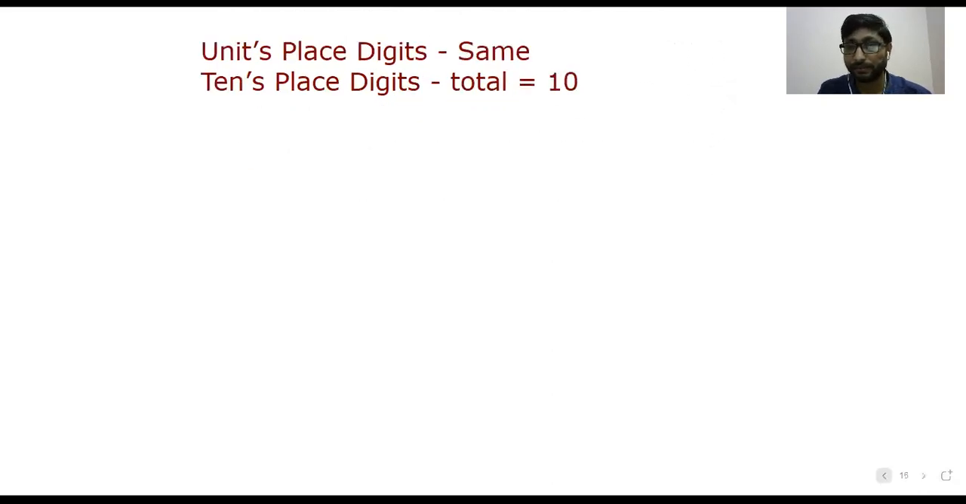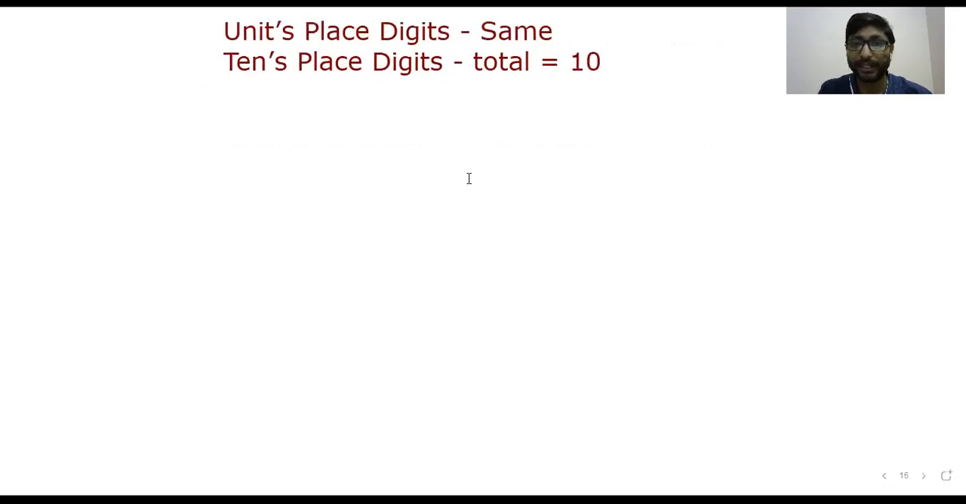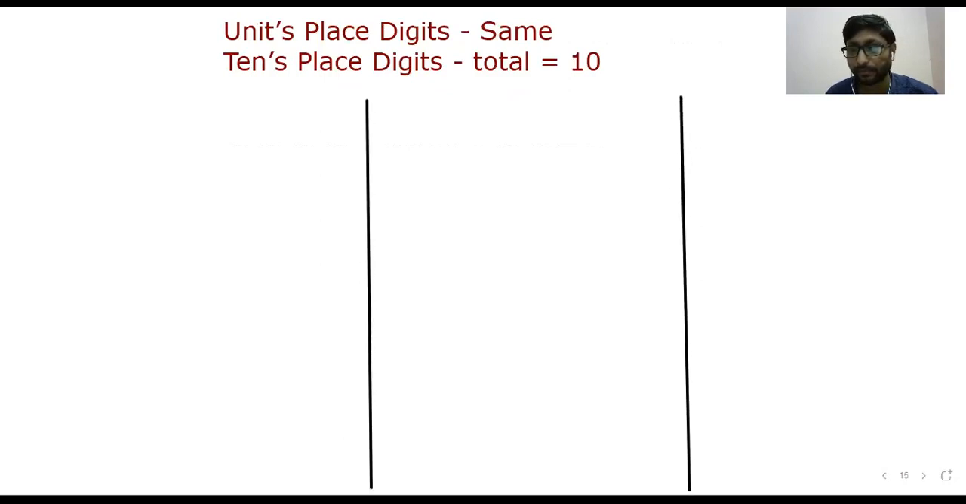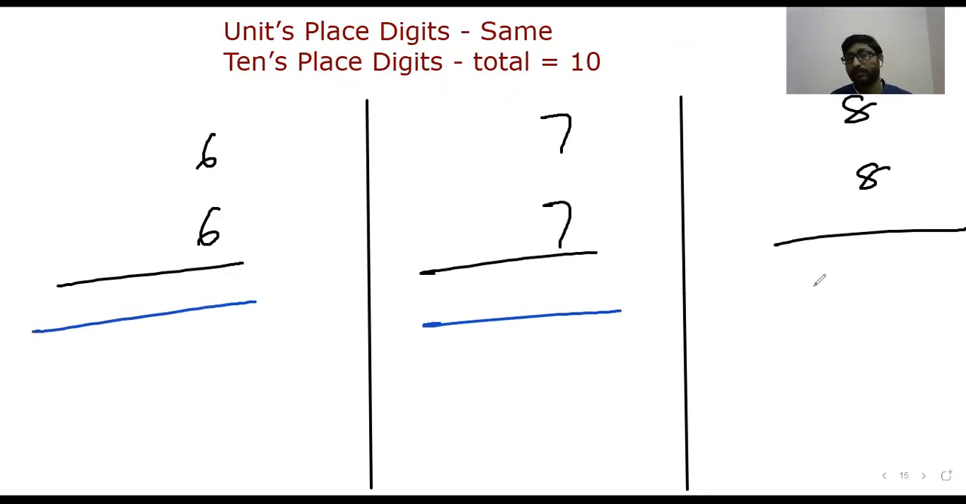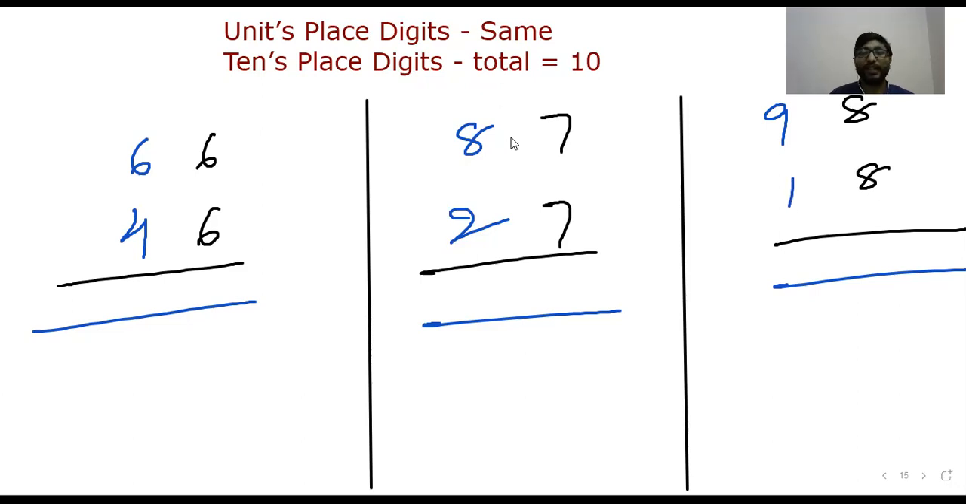Look at here now. This is also similar logic to before, but with a little change. Units place should be same. I'm writing 6 6, 7 7, 8 8. Here you need to understand the procedure clearly. Procedure is important here. Tens place digits sum should be 10: 8 2, 9 1.